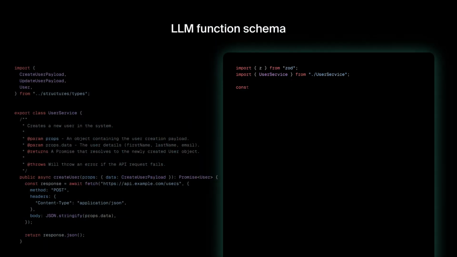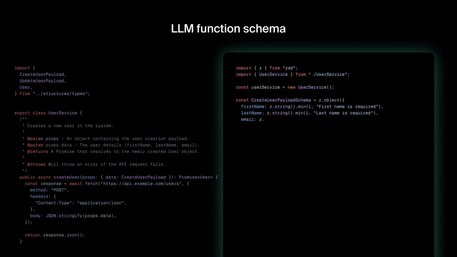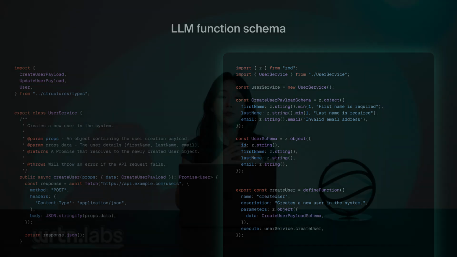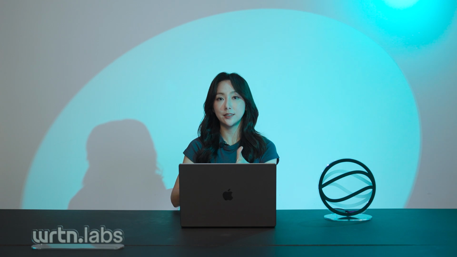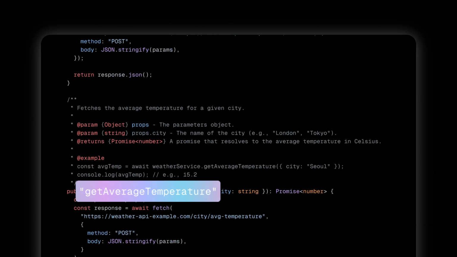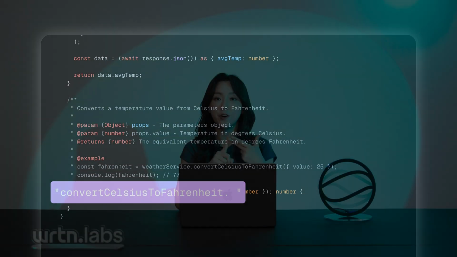In traditional AI agent frameworks, developers often have to manually write JSON schemas or definitions for each function. You might need to define a function name, parameters, and return format in a special configuration. Let's say we have a weather service class. It provides a few weather-related methods like getWeather, getAverageTemperature, and convertCelsiusToFahrenheit. Now, suppose you want to let an LLM use this service. What's the first thing you need to do? That's right, you need to write a function schema.